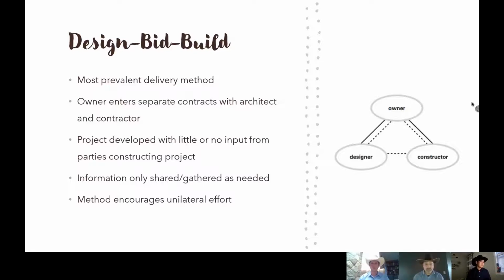Project developed with little or no input from parties constructing the project. Information is only shared and gathered when needed, and this method encourages a very much unilateral effort between parties. The dotted line in the diagram represents communication, but I think it's dotted because it's not as solid as some other delivery methods.